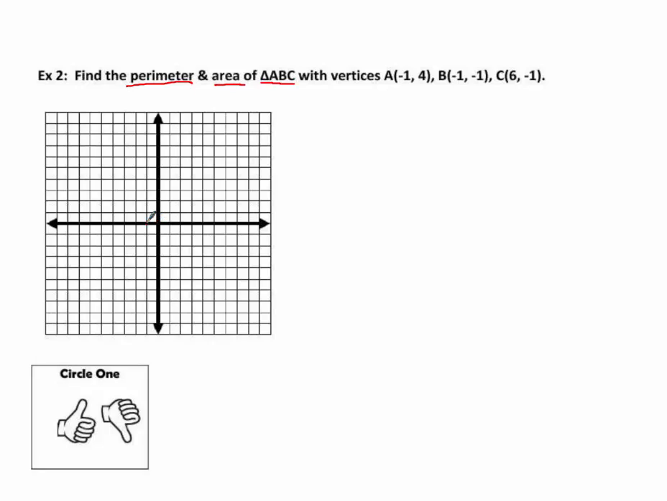Hopefully we remember how to graph from algebra. Point A is -1, 1, 2, 3, 4. So that's point A. Point B is -1, -1. Point B. And point C is 1, 2, 3, 4, 5, 6, -1. So that's point C. And now we're going to connect those dots and we're going to make a triangle.